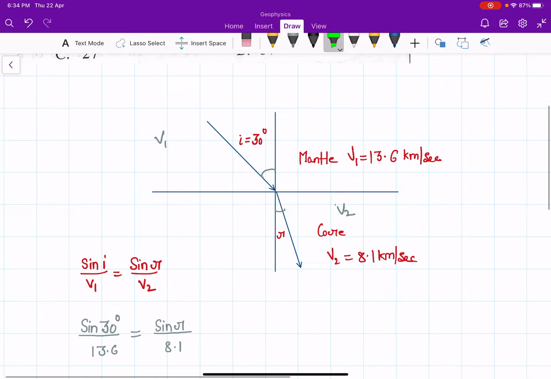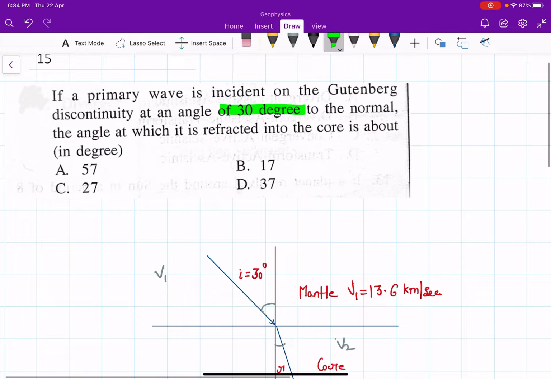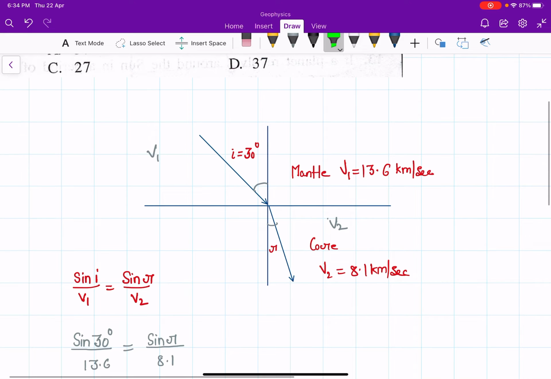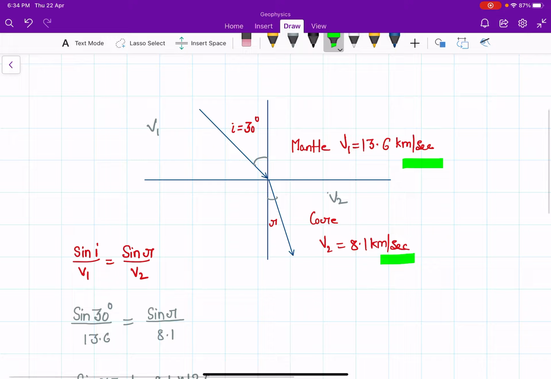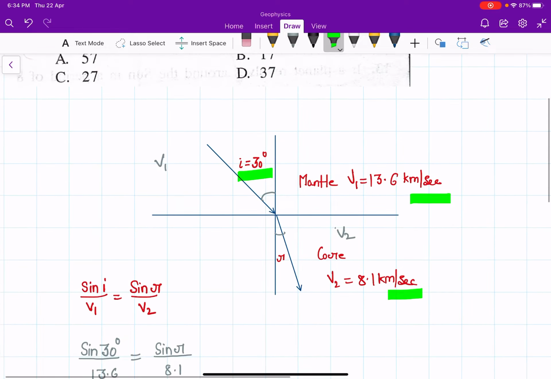So from Snell's law, as you know, sin i upon v1 is equal to sin r upon v2. So i is the angle of incidence and r is the angle of refraction. And v1 is the velocity in lower mantle, and v2 is the velocity in outer core. So the value of v2, that is in outer core, primary wave velocity is 8.1 kilometer per second, and v1, that is primary wave velocity at the bottom of mantle, is 13.6 kilometer per second, and angle of incidence is 30 degree. These are the given parameters.